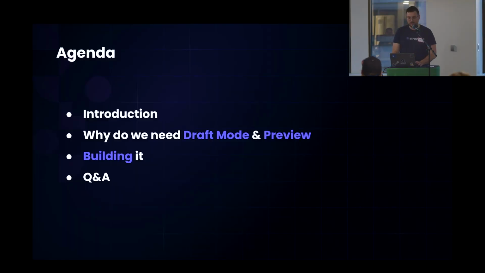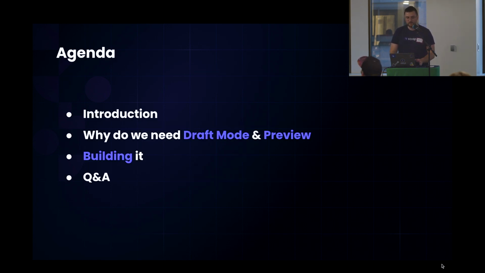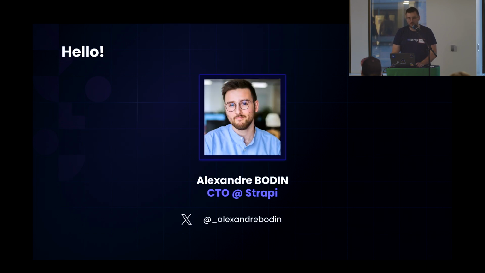So today we are talking about Next draft mode and Strapi preview. The agenda is a very quick introduction, then why do we even talk about draft mode and preview? And finally, building it. So it's mostly a live coding session. I might make a lot of mistakes. Sorry about that. We'll see.